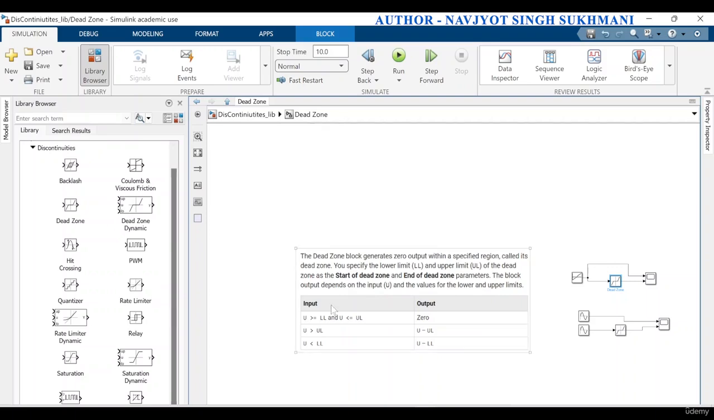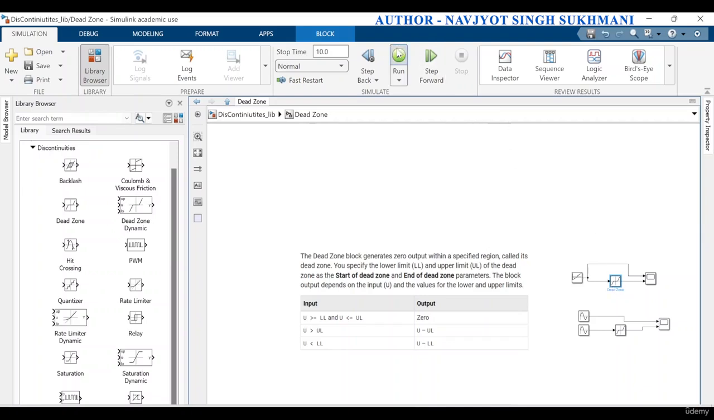Where the input is greater than or equal to the lower limit, and less than or equal to the upper limit, at that time the output is 0. If the input is greater than the upper limit, then input minus upper limit will be the output. If my input is less than the lower limit, then input minus lower limit will be the output.